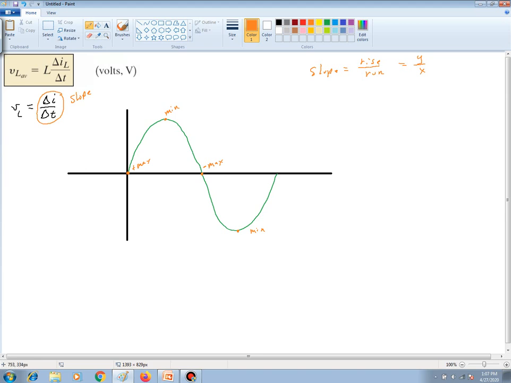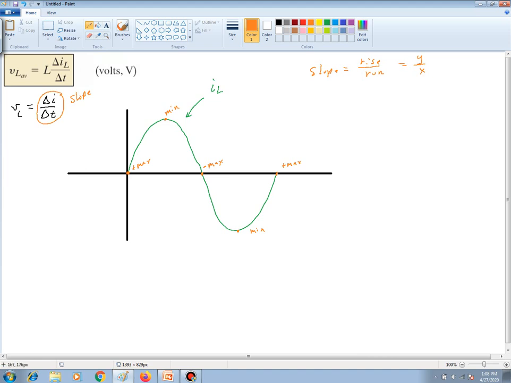Now, continuing on, at this point we're at a maximum, and again it's a positive maximum right there. Please note that this AC waveform here is referring to the current. This is your I sub L. So what will the voltage be doing?